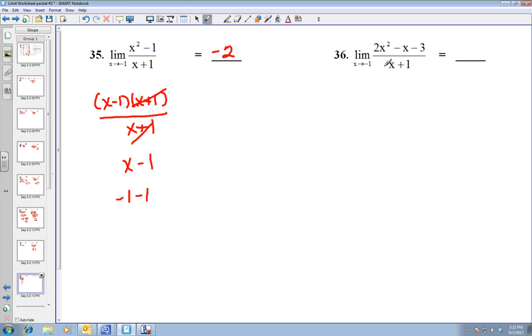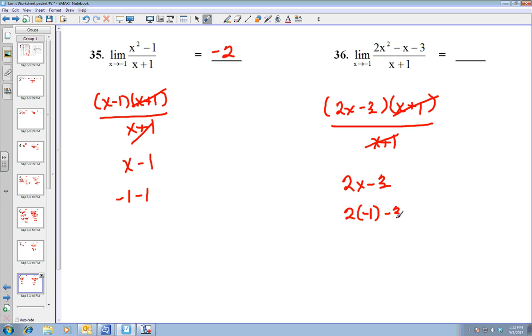Same thing with 36. I can't use direct substitution. I get 0. So that must mean I can factor. The top will factor 2x minus 3, x plus 1. Because when I FOIL that out, I get 2x squared plus 2x minus 3x, which gives me that negative 1x. My x plus 1's cancel, leaving me with 2x minus 3. And now I'm substituting my negative 1 in. Negative 2 minus 3, negative 5.